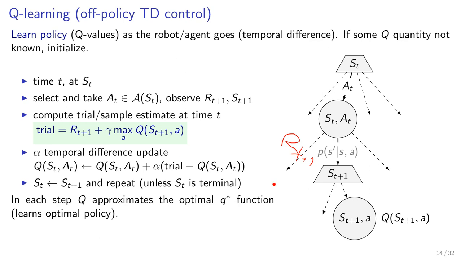And then there is this temporal difference update. So how should I update the Q value of S T and A T? It's something that I have stored previously, my current belief. And then it's going to be the difference between the trial and what I was estimating previously. And the trial is the reward plus the discount factor times the maximum over the Q values here.